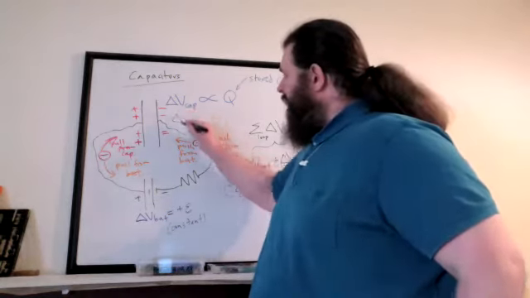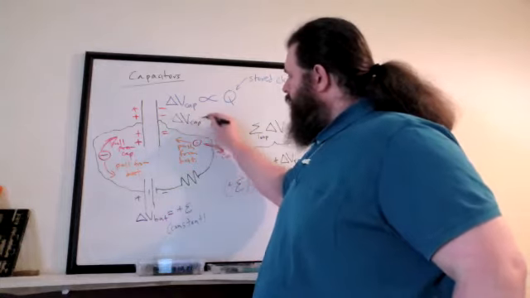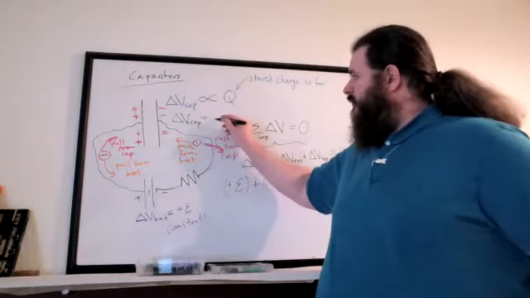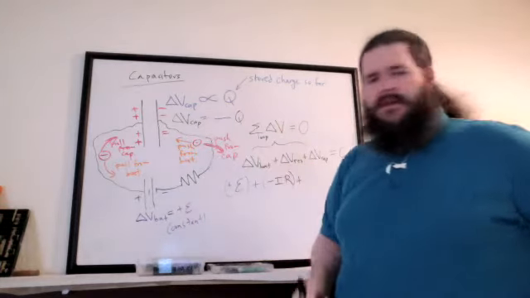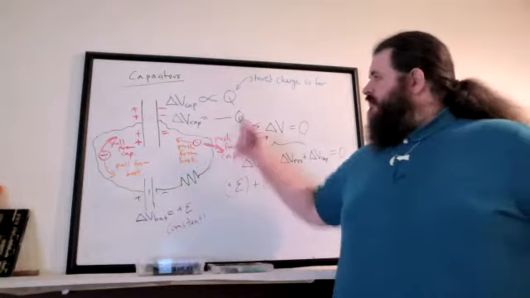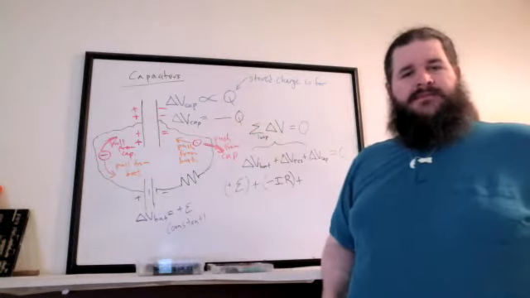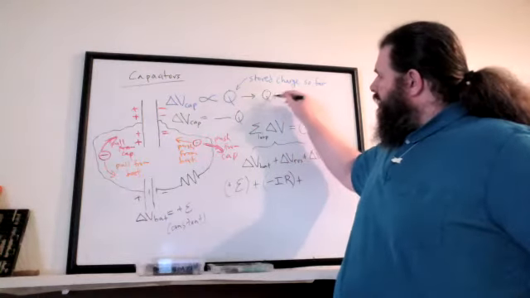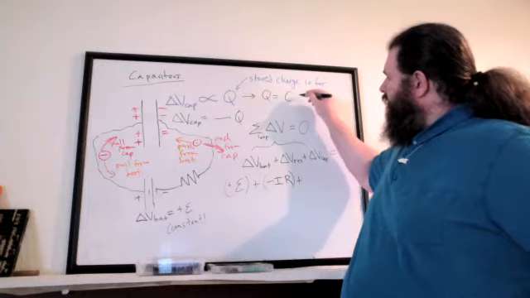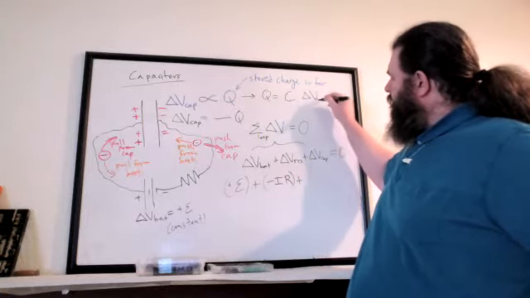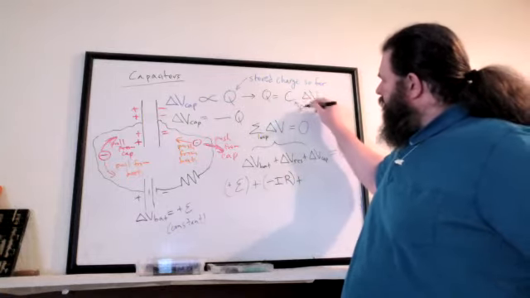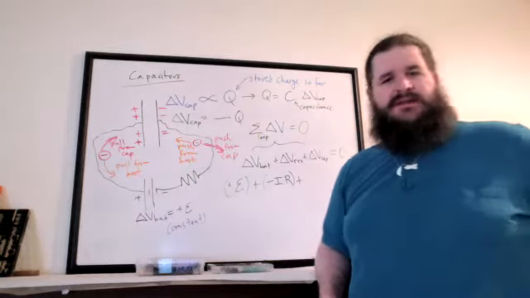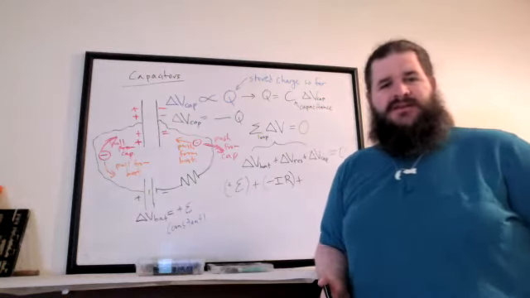Because if delta V is proportional to charge, that means delta V can be written as equal to something times charge. Or alternatively, that charge equals delta V times something. And the way we write that proportionality is we write it as charge equals this constant, capacitance, times delta V. So we're basically defining this new property called capacitance.